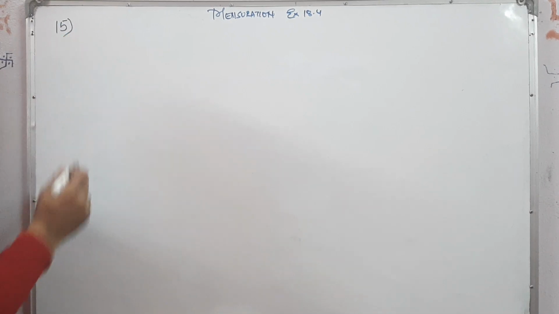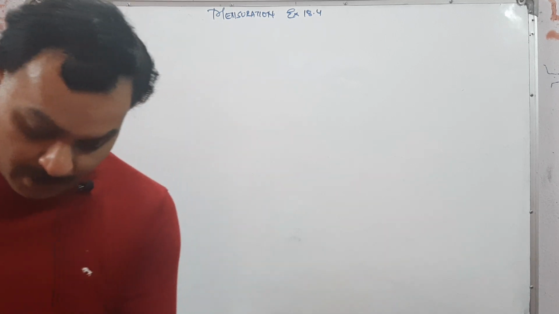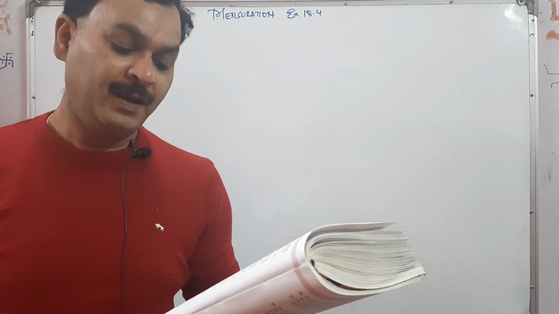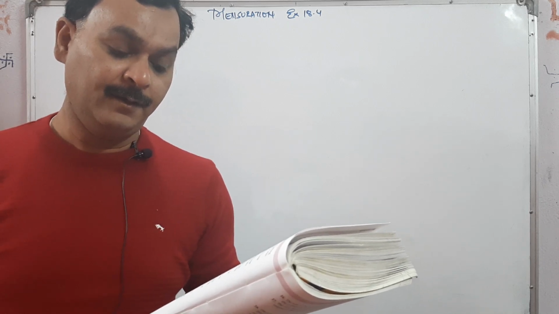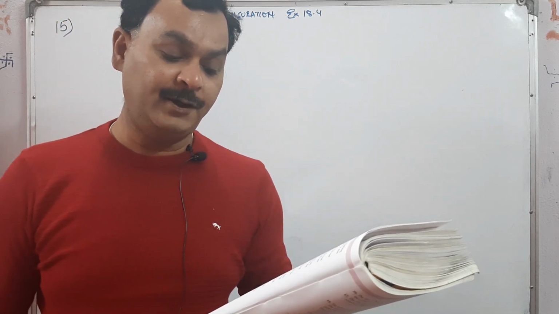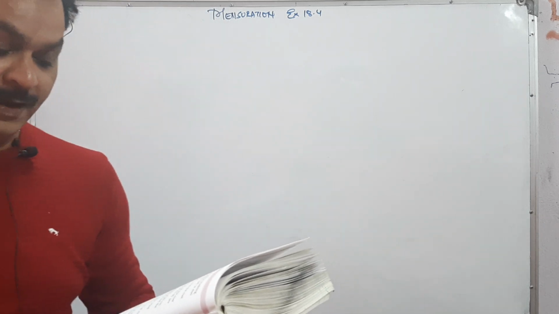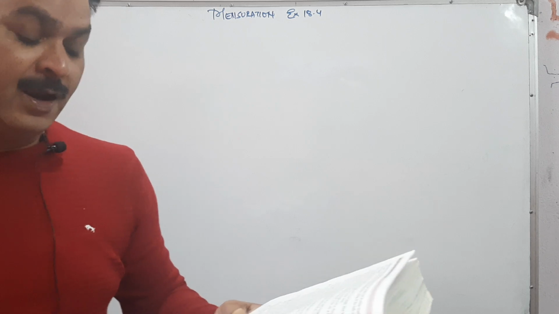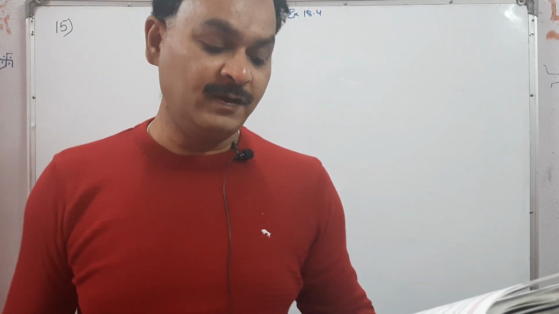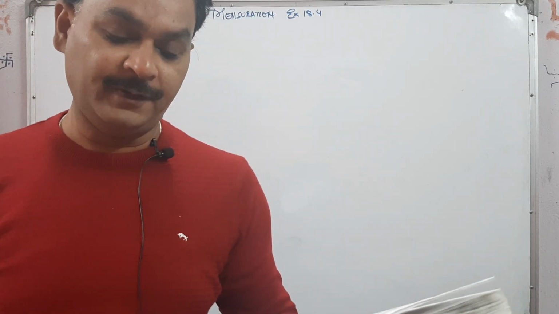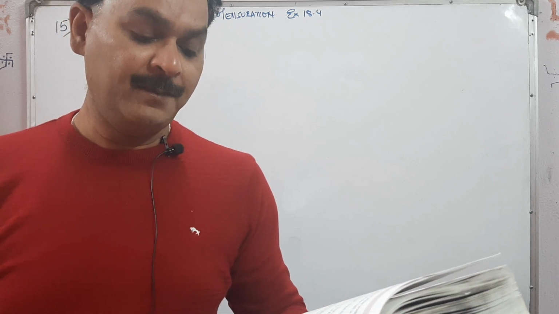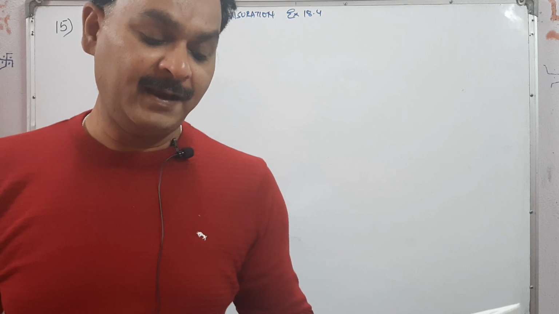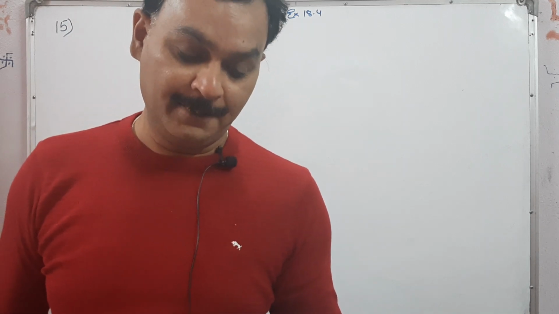Question number 15. A company packages its milk powder in a cylindrical container whose base has a diameter of 14 centimeter and a height of 20 centimeter. The figure is given in the book. The company places a label around the surface of the container as shown in the figure. If the label is placed 2 centimeter from top and bottom, what is the area of the label?